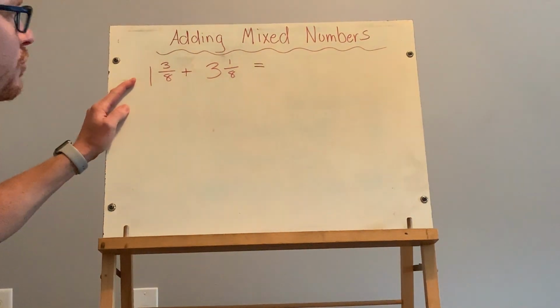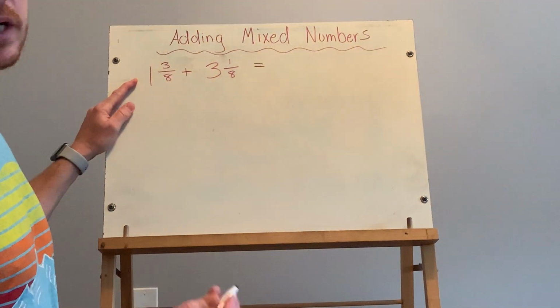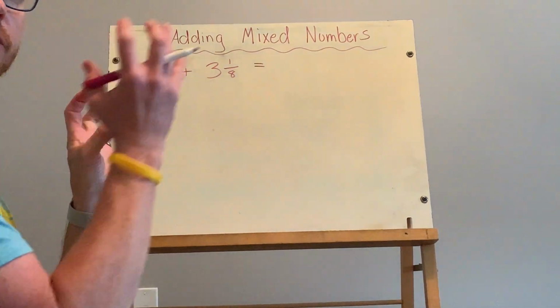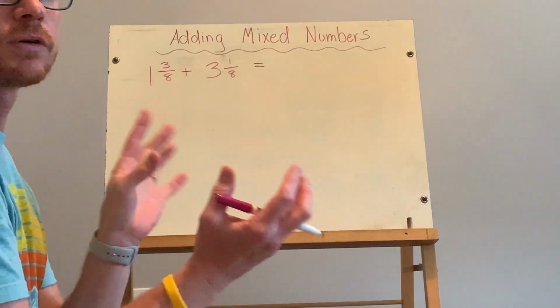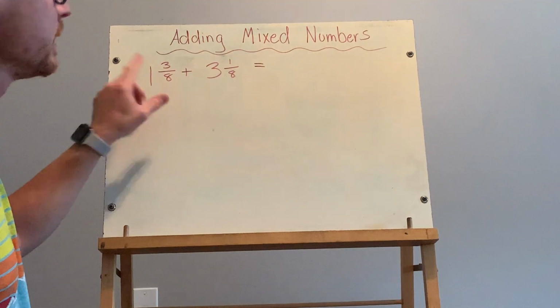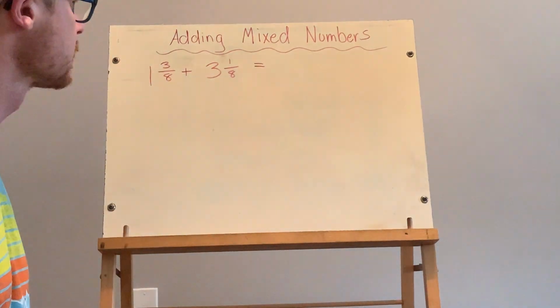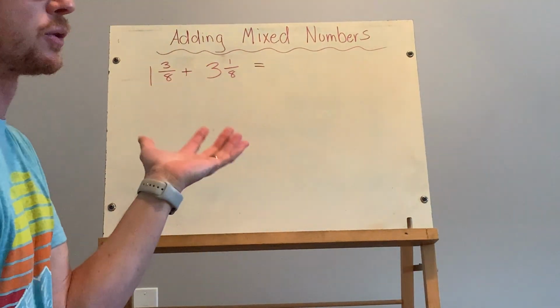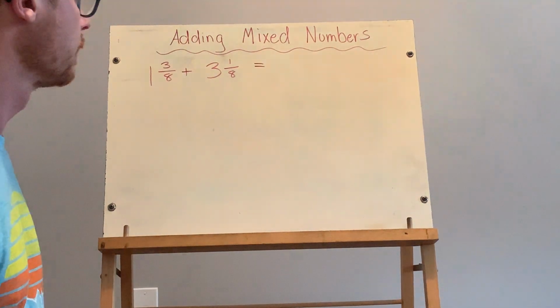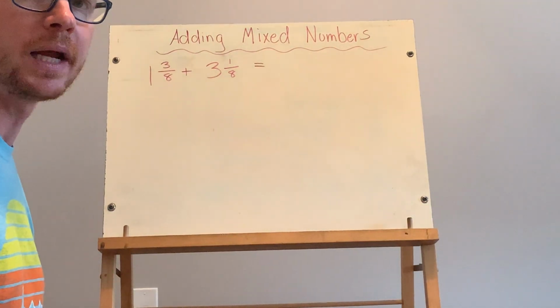Something I want you guys to think about here. 1 and 3/8 really means 1 plus 3/8. If you separate the fraction and the whole number, I want you to remember that it's 1 plus 3/8. You put them together, you get 1 and 3/8. 3 and 1/8 really is 3 plus 1/8. Put them together, you get 3 and 1/8.